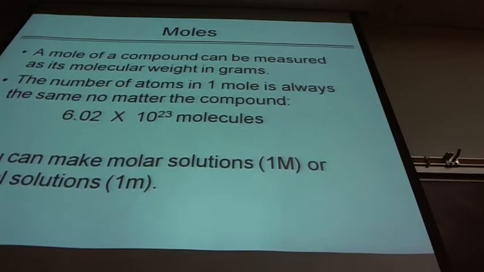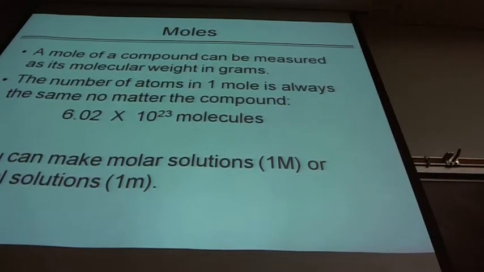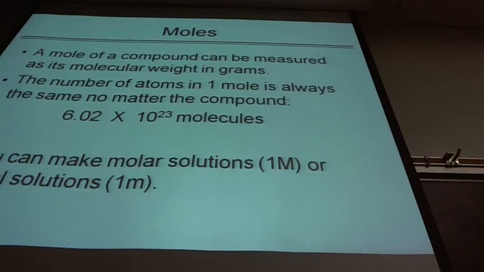So that's molar versus molal. That's not a bad test question. What is that? Now you're listening. Molar versus molal.